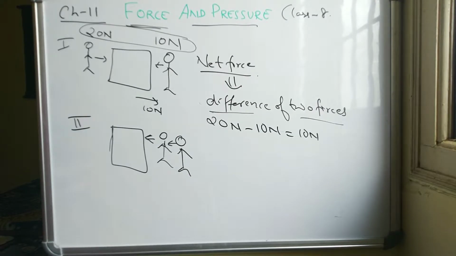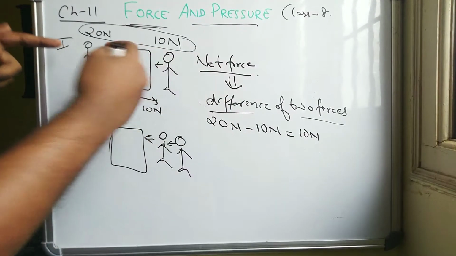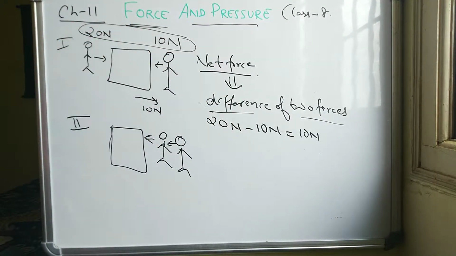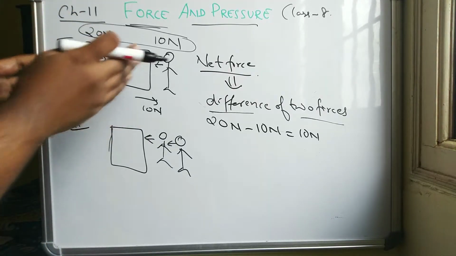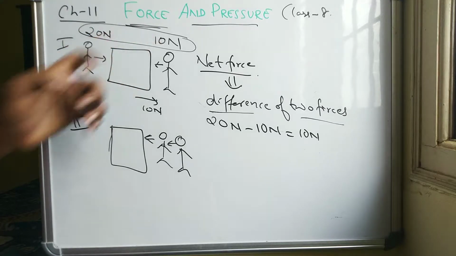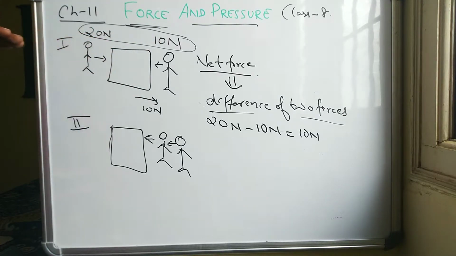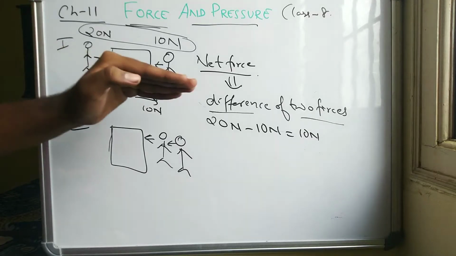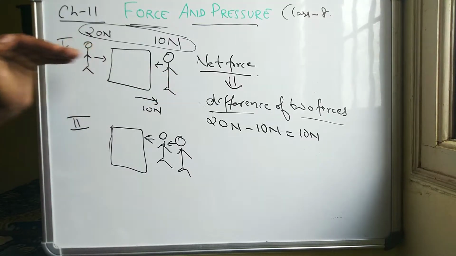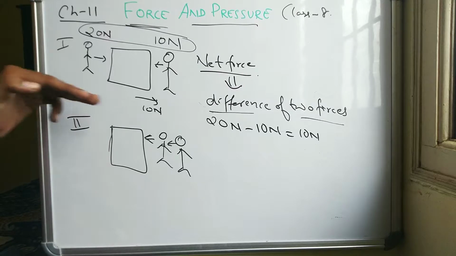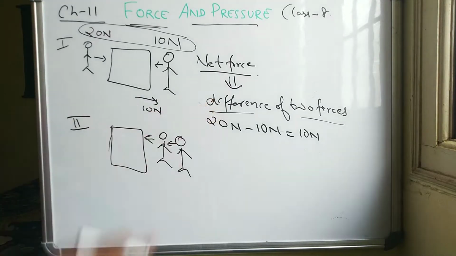So try to understand, he is applying 20 Newton from this side and 10 Newton from the other side. The net force will be the difference of the two forces, that means the higher value minus the lower value. Since he is applying the higher value, the wooden block will move towards the right because he is pushing from this side. So it will move towards the right.